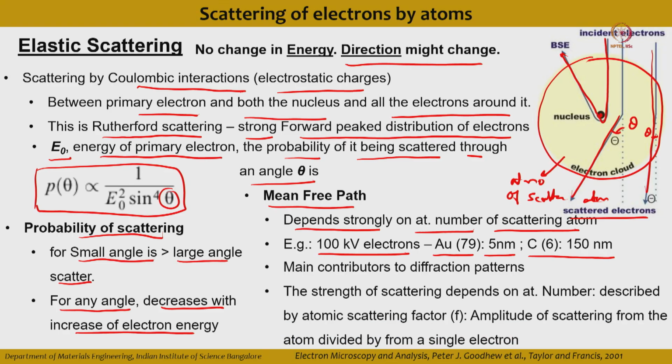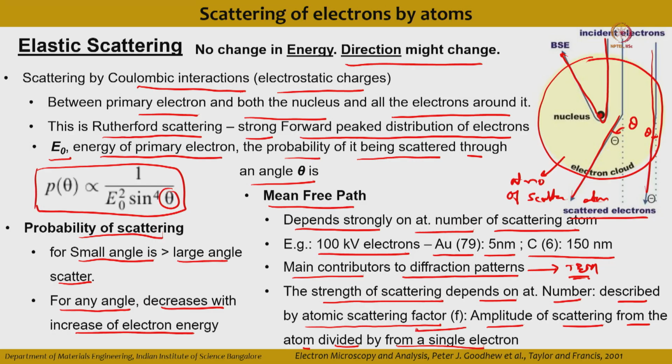And this elastic scattering of the electrons, the main contribution is for the diffraction patterns, which are very important in TEM. This will come later in the class. And the strength of scattering depends on the atomic number, as I told before, and this is described by the atomic scattering factor, which is f. So, this is the definition of atomic scattering factor, which is the amplitude of scattering from an atom divided by the amplitude of scattering from a single electron.